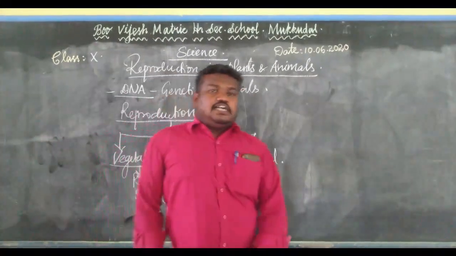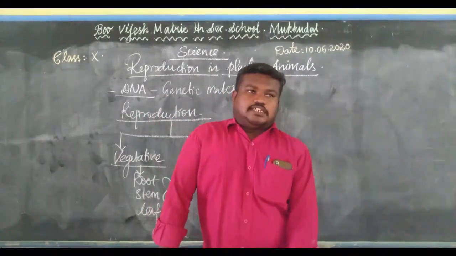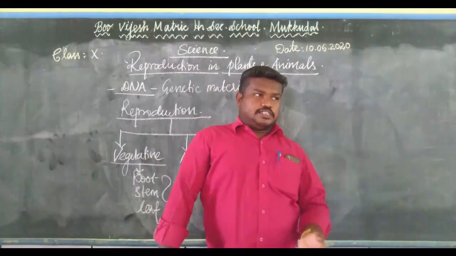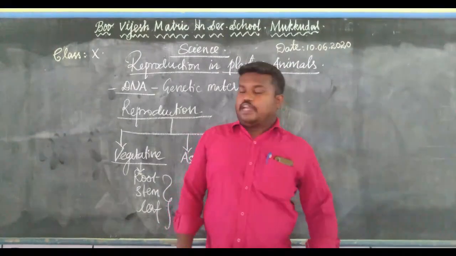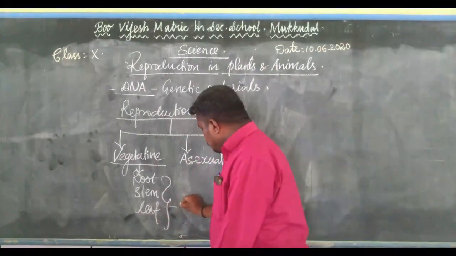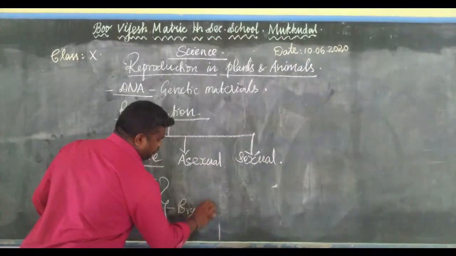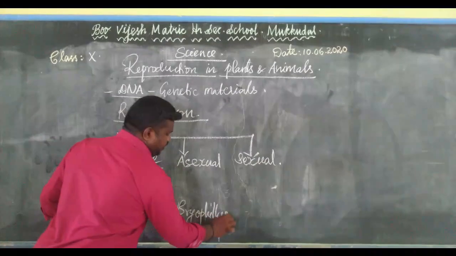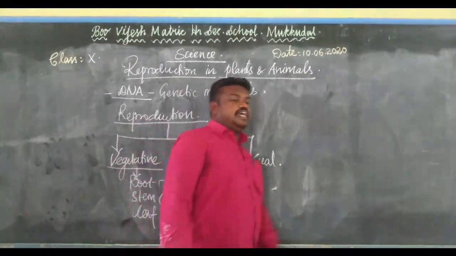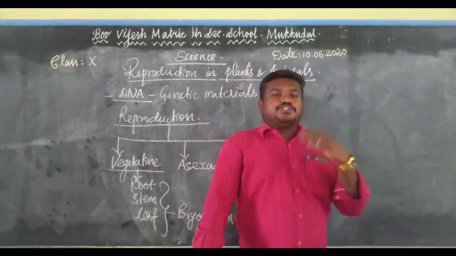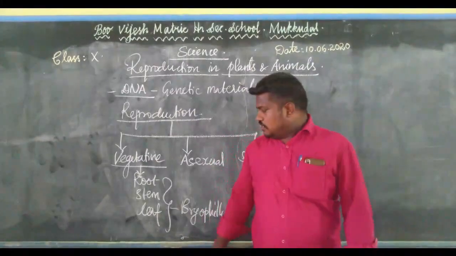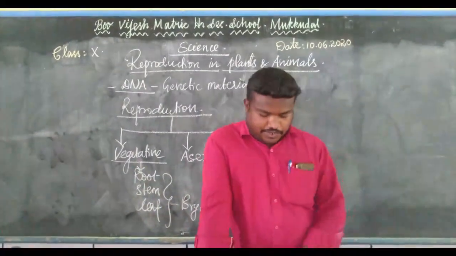First we will see the leaves of the plants. The leaves produce their young ones, for example, Bryophyllum. So this Bryophyllum plant reproduces, the leaf alone produces their young ones. Okay, that is known as vegetative reproduction.